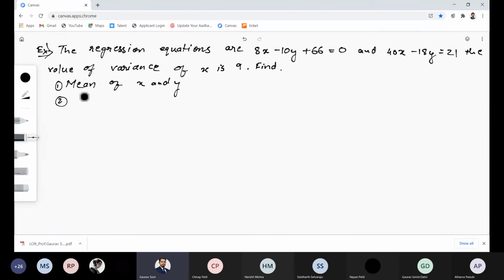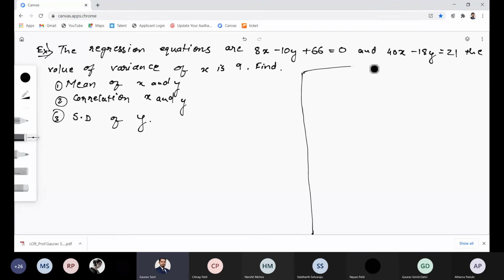Second, correlation between x and y. Third one, standard deviation of y. So before we start attempting this, we'll discuss some small points which you can note down.